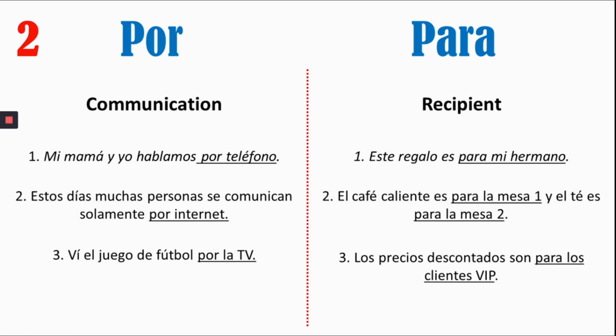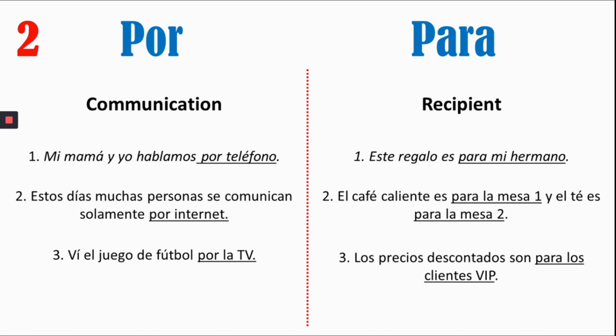Number 3, los precios descontados son para los clientes VIP. ¿Para quién? Para los clientes VIP. So, los clientes VIP are the recipients of los precios descontados. Therefore, I need to use the word para.